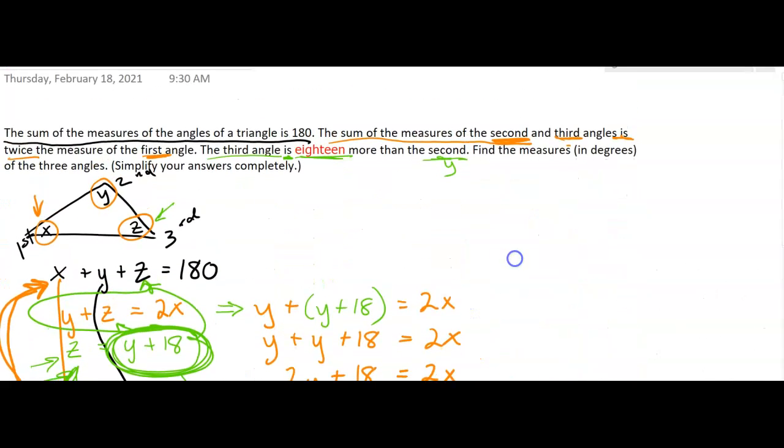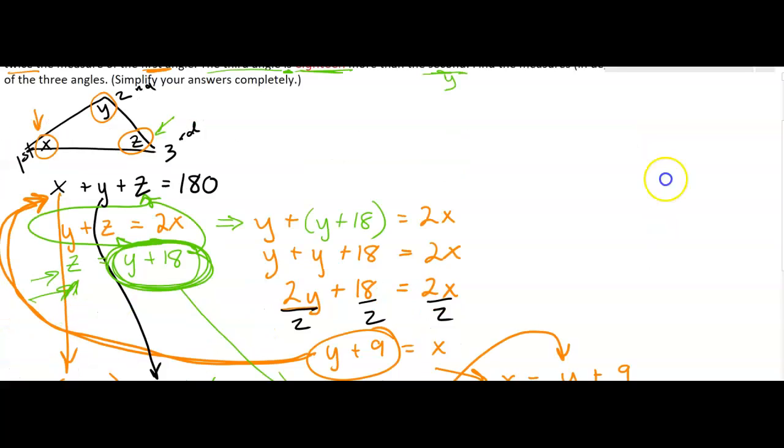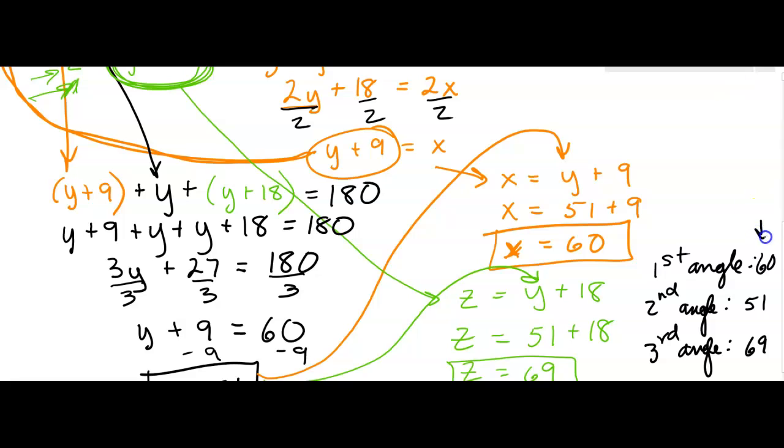I've got the answer. The sum of the measures of the second and third angle, so that's y and z, is twice the first. Okay, so twice the first, that's 120. And then if I add the others, do I get 120? Yeah, so that works. And then the last one said the third one is 18 more than the second one. So is 69 18 more than 51? Yeah. Okay, so we're just checking it, just talking about it. You can put them in the equations and check them that way too.